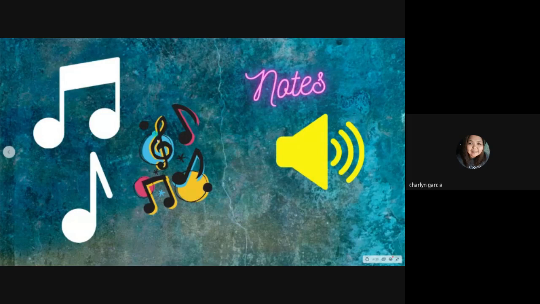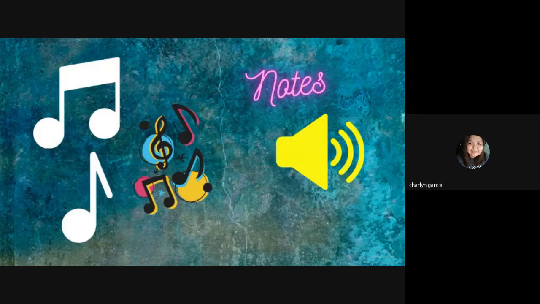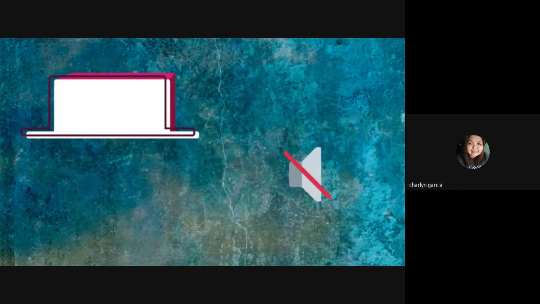When we see these symbols, these are notes. Notes represent sound. When you see this kind of symbols, these are rests. A rest is a symbol that is used to represent silence. Again, notes are symbols that represent sound, and rests are symbols that represent silence.